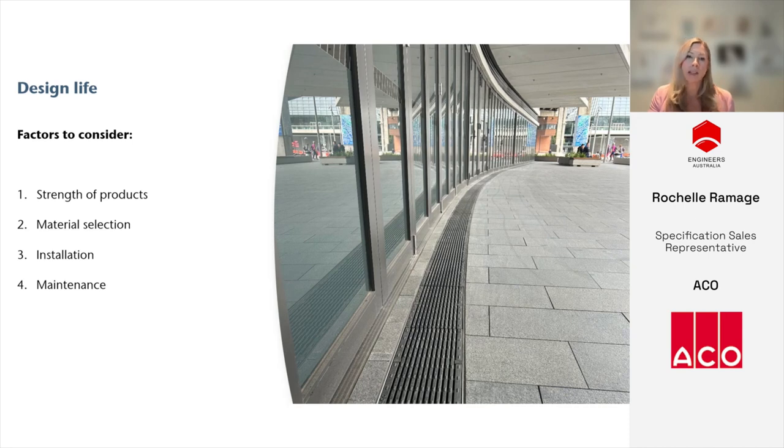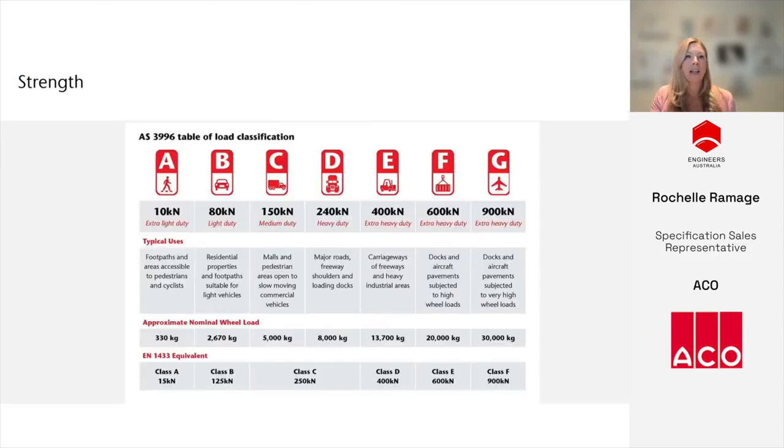There are 4 elements to consider: the strength of products under live loads, the durability of materials during their life exposed to a particular climate, and how the drainage systems are tied to doors, slabs, and pavements, as well as the ease of maintenance. AS 3996 classifies load classes for pedestrians, so Class A, all the way up to aircraft pavements, Class G. This standard generally applies to grates only.